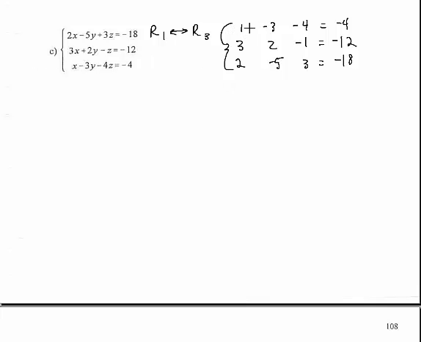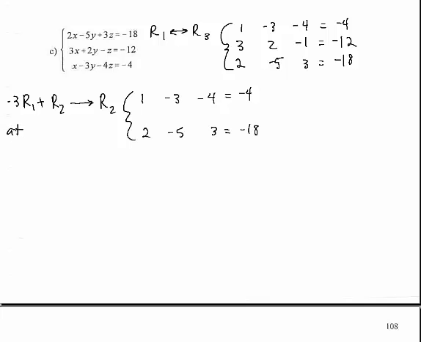So now that I have my 1 in my top row, I'm going to use it to eliminate the 3 and the 2 of the second and third equations. So negative 3 times R1 plus R2 will give me a new R2. The only equation I'm changing is R2, so I can just go ahead and copy down the 3 and 1.